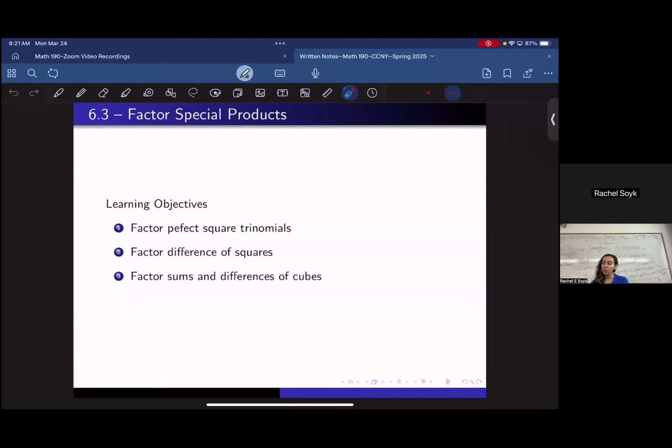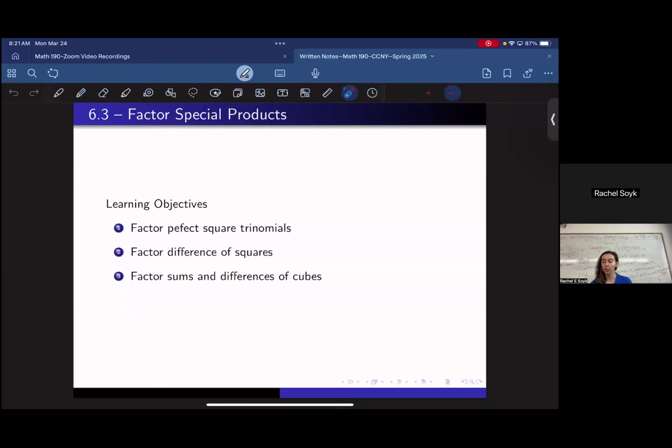All right, so 6.3, factoring special products is what we'll be learning about today. I will say this is a lesson that is a little bit more on the challenging end. So if you do need to go back and rewatch this video lecture, I strongly recommend it. And I'll try to make it as simple as possible.